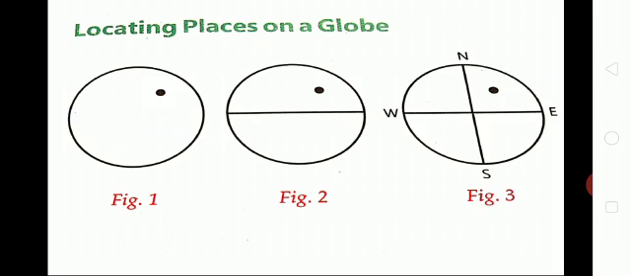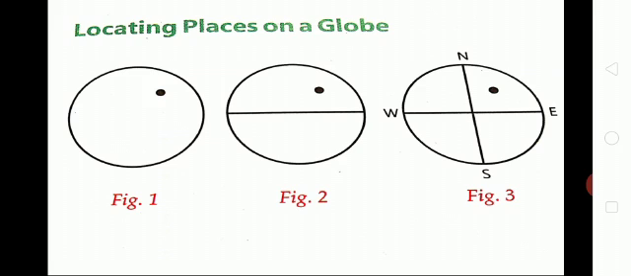Actually, without any point of reference we cannot locate a place on the earth. Certain imaginary lines enable us to understand the location and direction of a place. Through the imaginary lines drawn on the earth we can locate a place.